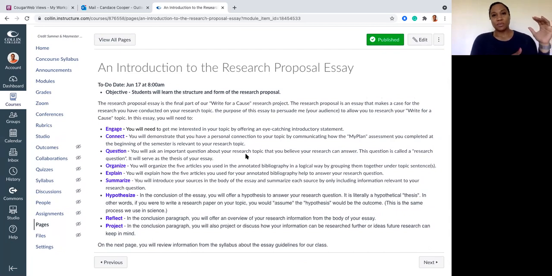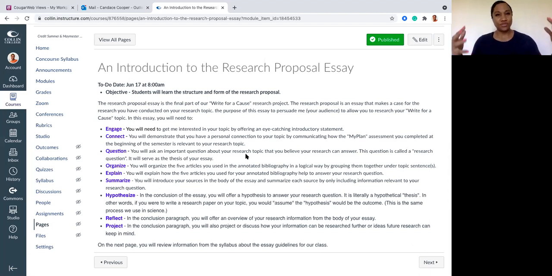For the annotated bibliography, your purpose is to inform. And so you're literally just getting the summary of the articles down on paper so you can see it. It's to inform. The point of the research proposal is to persuade. So the purpose of that is to get your audience to agree that you have done sufficient research in order to answer what's going to be called a research question.